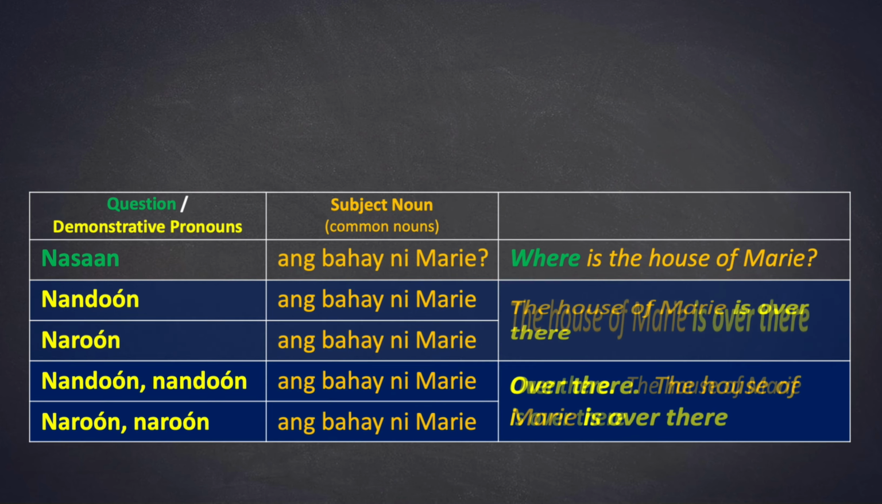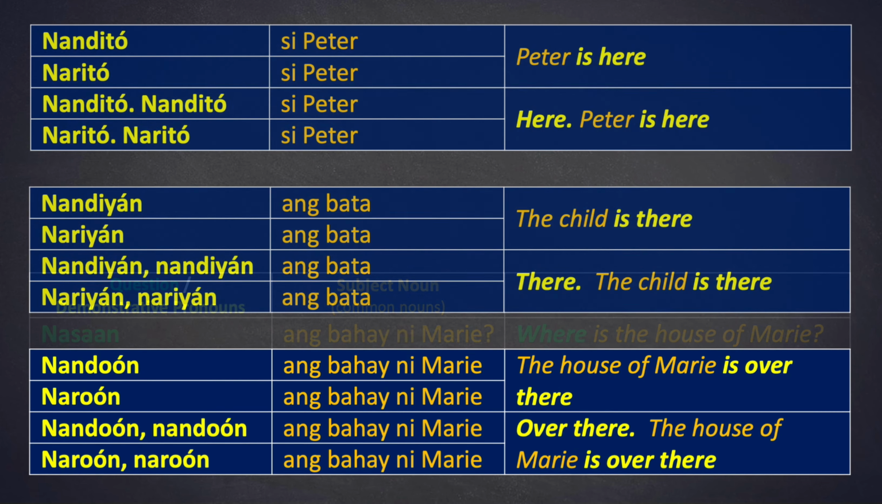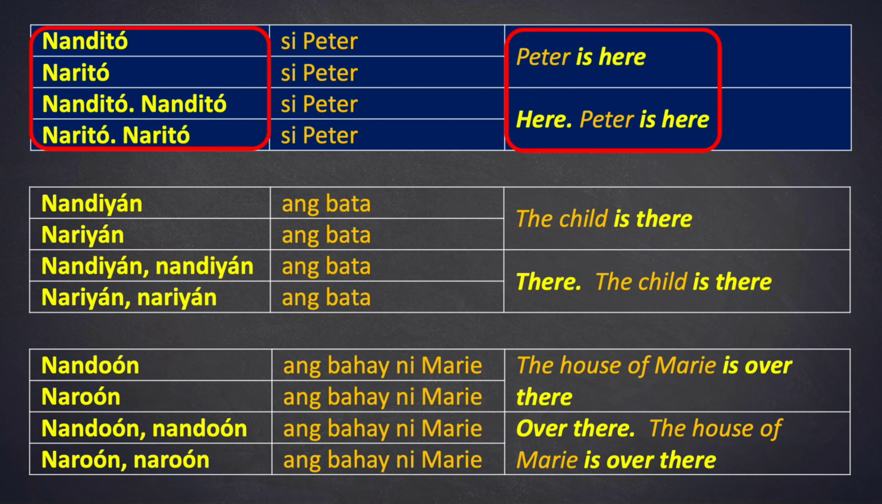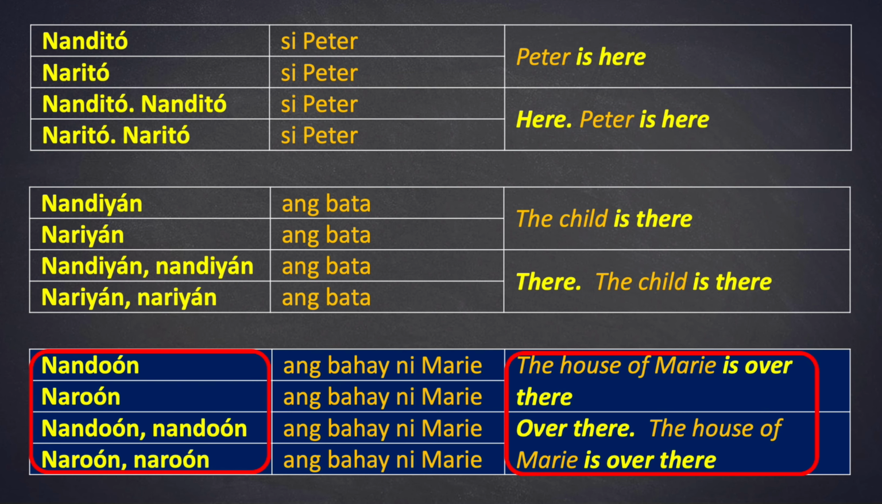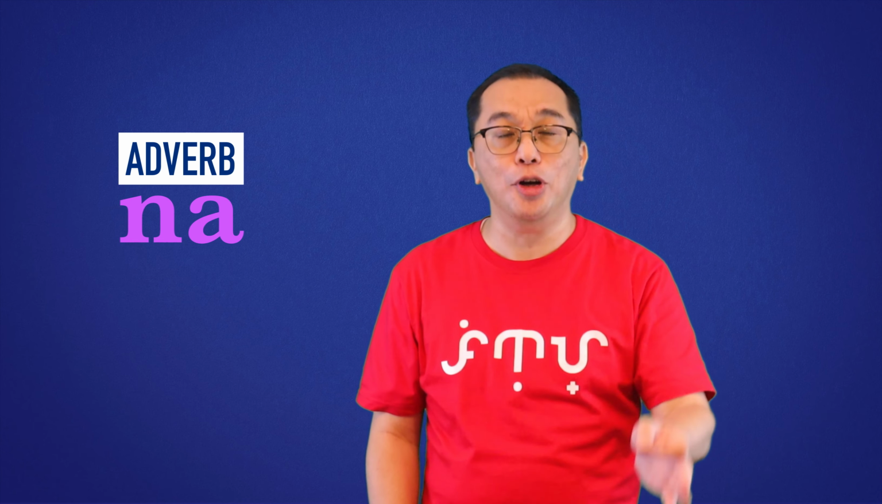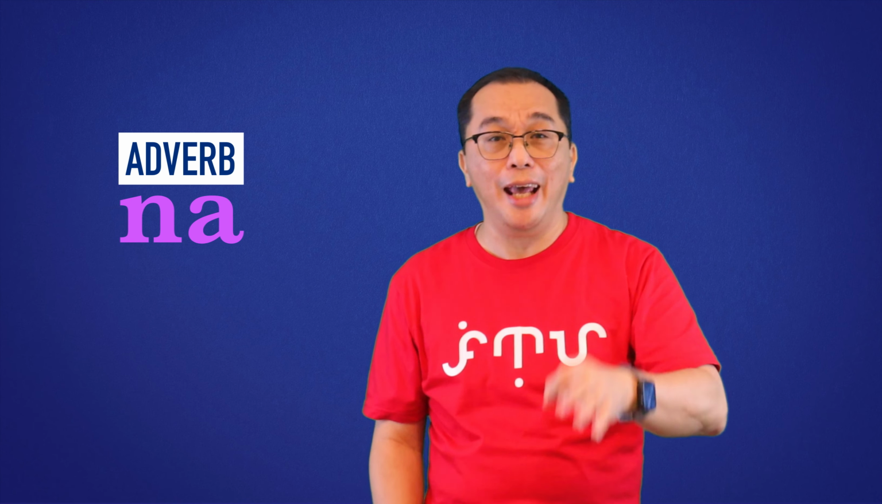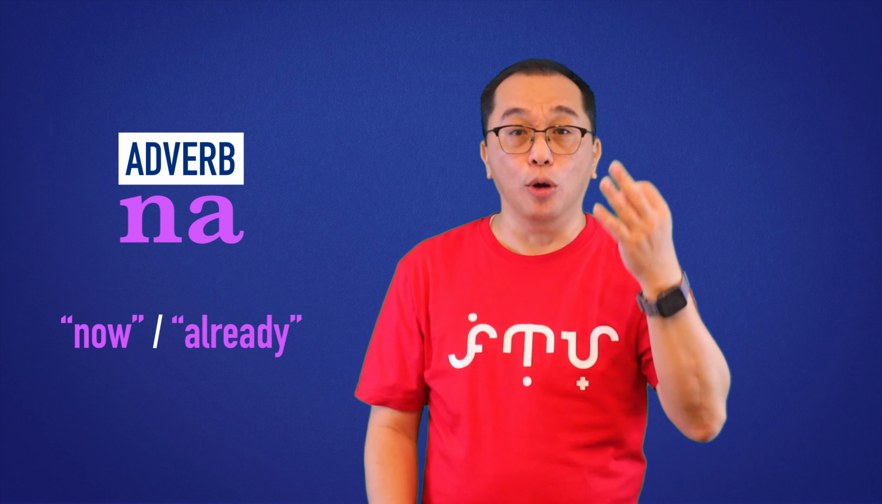The responses in these sentences are fairly straightforward. They are statements of facts of where the subjects are firmly located. Is here, is there, is over there. Cool? But what if the subject has just moved to a new location fairly recently? Then we can add the adverb na, which translates to now or already.